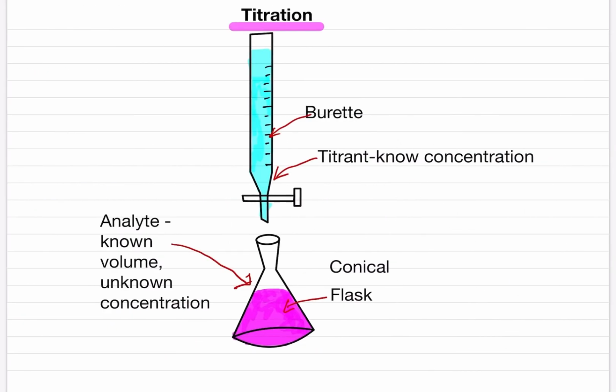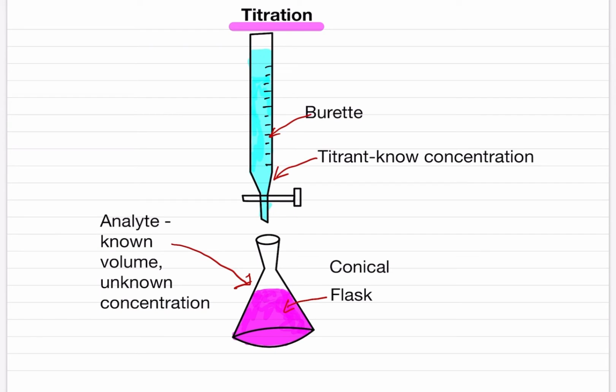If we want to determine the concentration of a solution of, suppose, sodium hydroxide of unknown concentration, we use the following procedure. Use a volumetric pipette to place a given volume of sodium hydroxide of unknown concentration into a conical flask. So at the bottom you can see a conical flask. In this conical flask, with the help of a pipette, we will place the given volume of sodium hydroxide solution of unknown concentration. Volume is known, but concentration is unknown. Therefore, we call that an analyte.